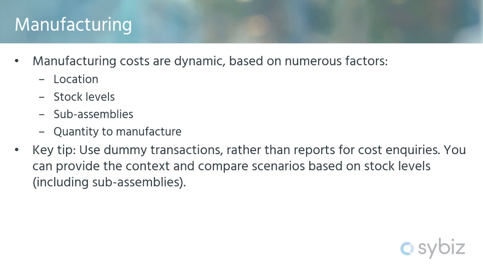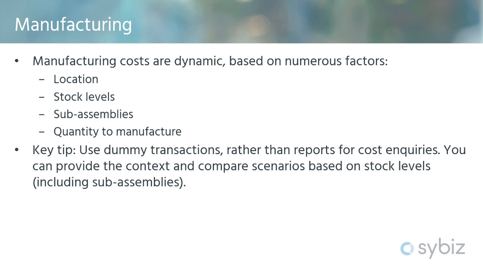So I guess the key tip, and this is something that unless you know this, it can be a bit disconcerting from a reporting perspective, is to use dummy transactions rather than your reports if you're wanting to have a look at your manufacturing costs. Because then you get the ability in that dummy transaction to provide the context and look at different scenarios as well. You may be able to make that determination as to whether you have sufficient sub-assemblies in stock, whether you want to consume those or make new ones or purchase new ones in. There's all those decisions that you can make.